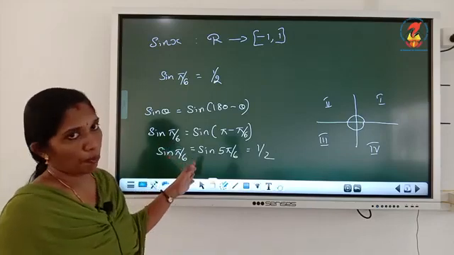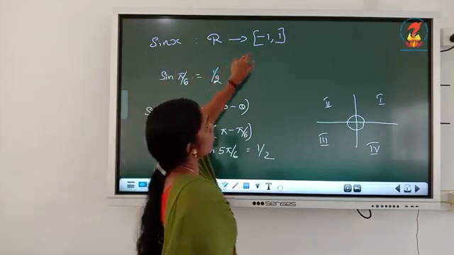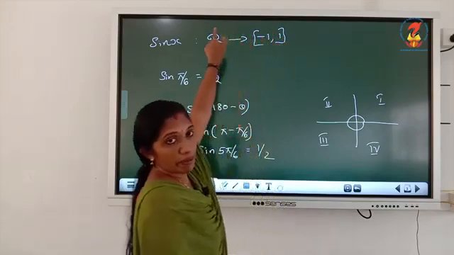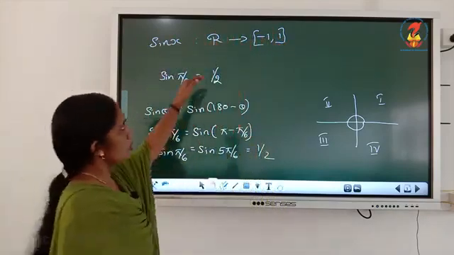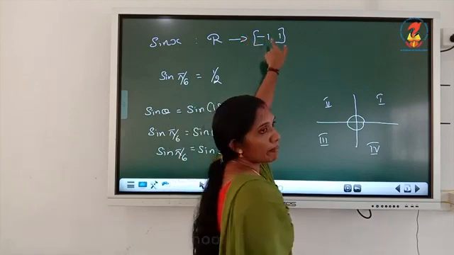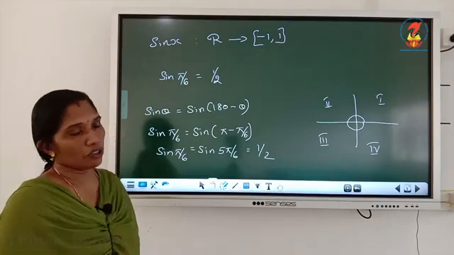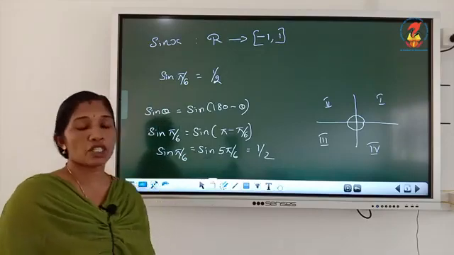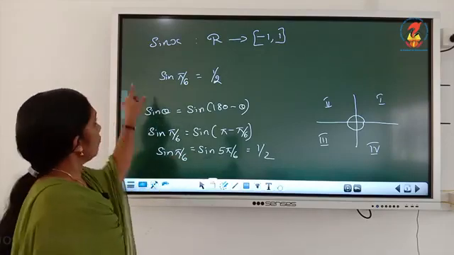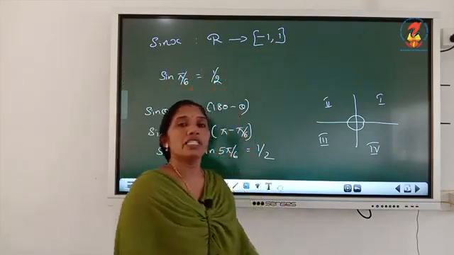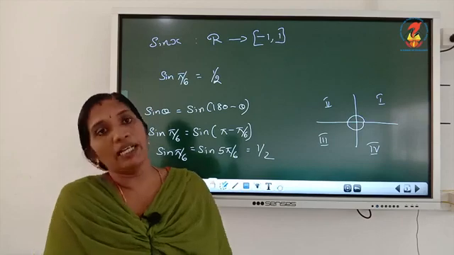Is it onto? That we can say, yes, it is onto. Onto means for every element in the second set there must be a pre-image. That is possible for every element in minus 1 to 1; we can find a pre-image in R. So the function is onto but it is not one-one. So if we consider sin x from R to minus 1 to 1, the function is not invertible.